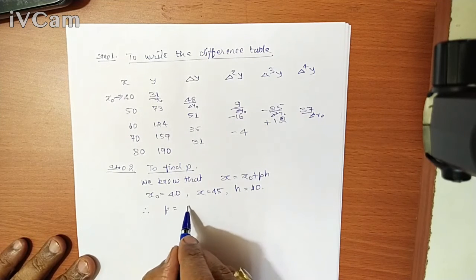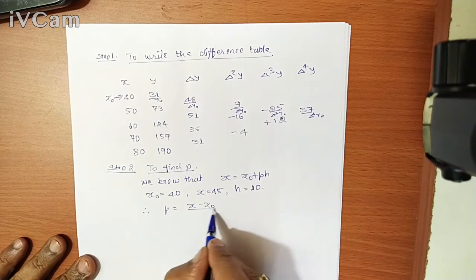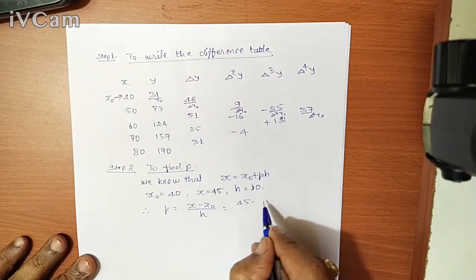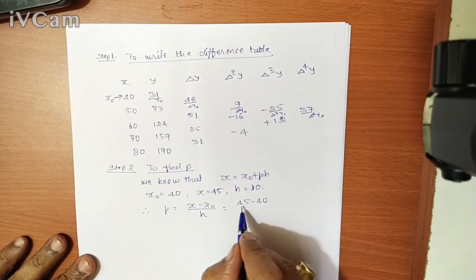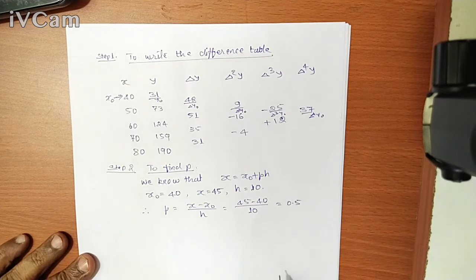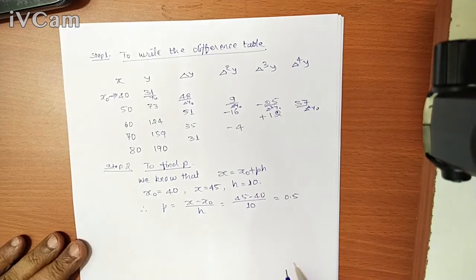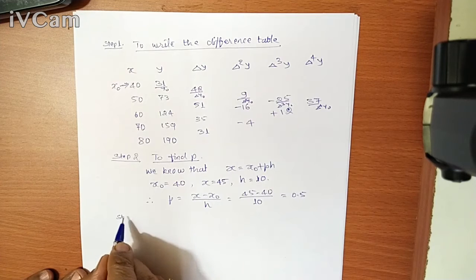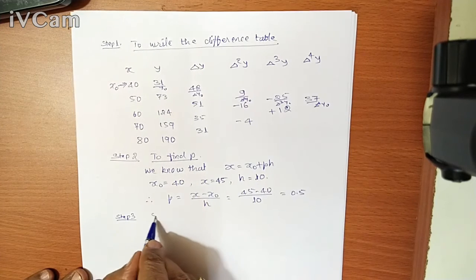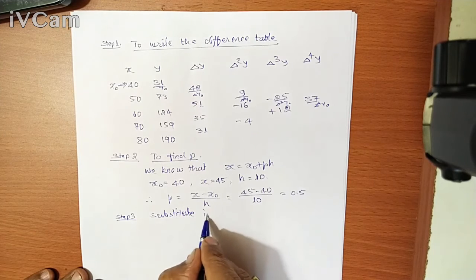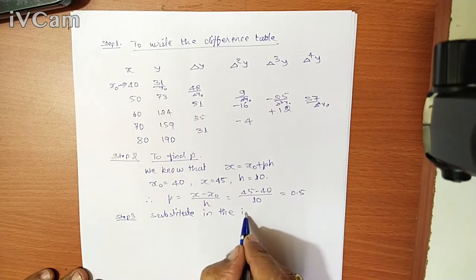P is equal to x minus x naught by h. That is, x is 45 minus x naught 40, by 10. That means it is 0.5. So I got the value of P now. Now what is the next step? I should find out step 3. Substitute in the given formula, the interpolation formula.